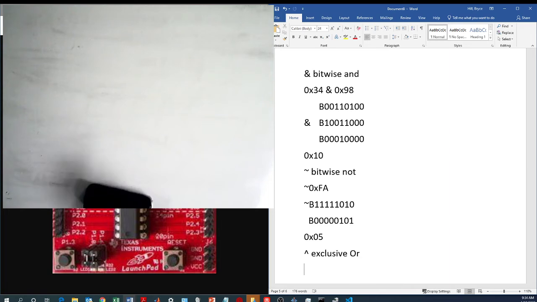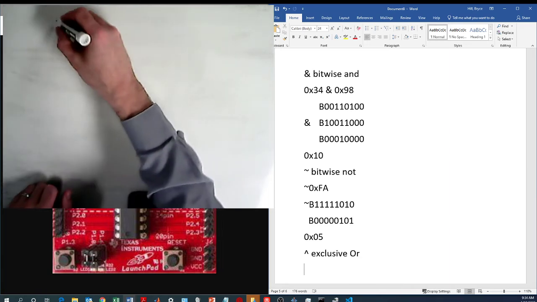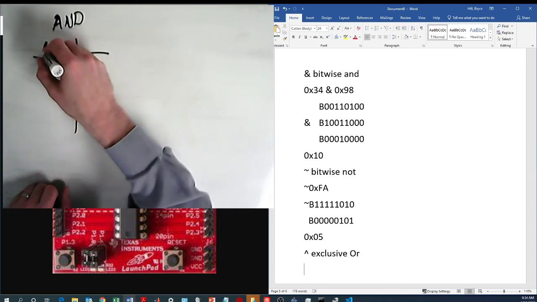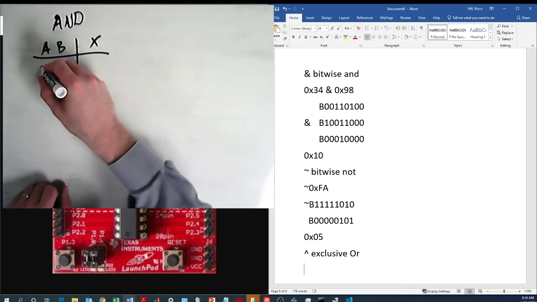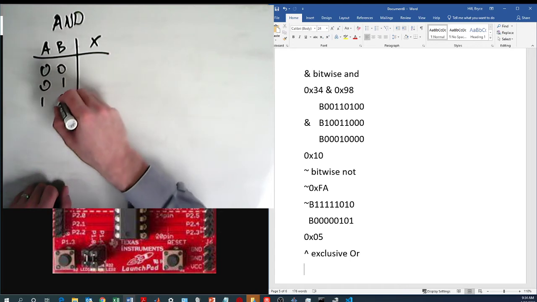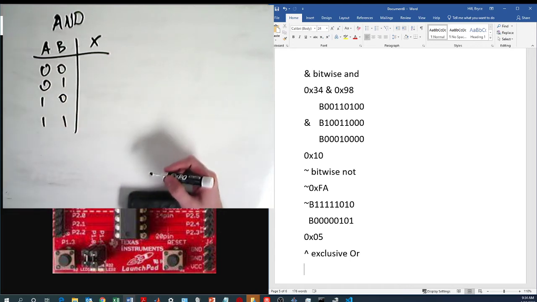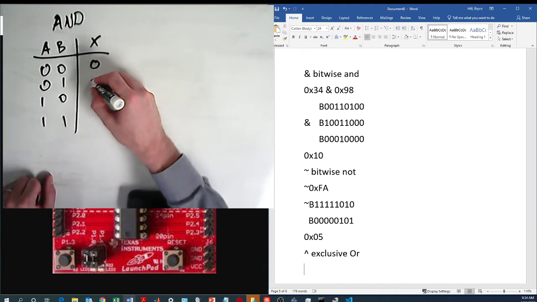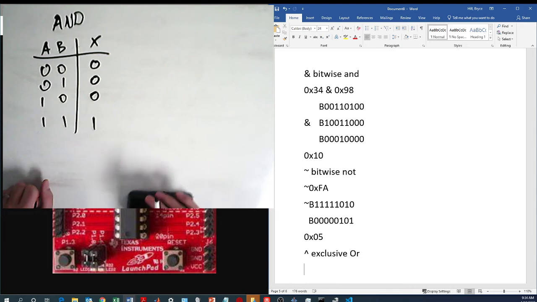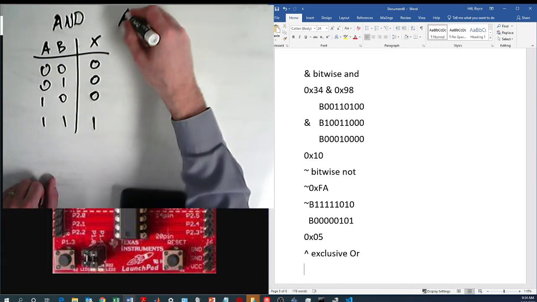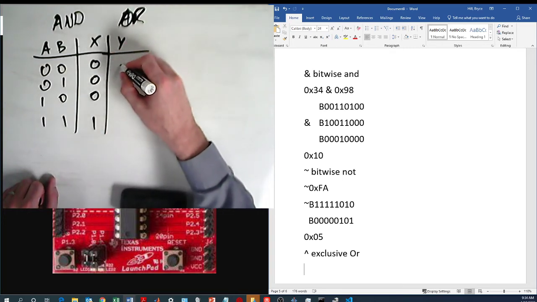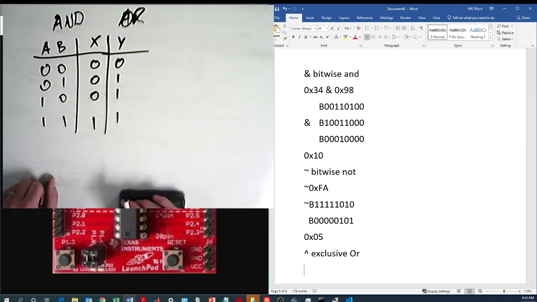I'm going to do what's called a truth table. Let's do AND first for a 2-bit A and B and X: 0011 and 0101. Those are all 4 possible combinations that we have there. And so for an AND, they both have to be true. Okay, so we know that one. We can do the same thing for OR. If we're going to do OR, I'm just going to say it's Y: 0111. Okay?